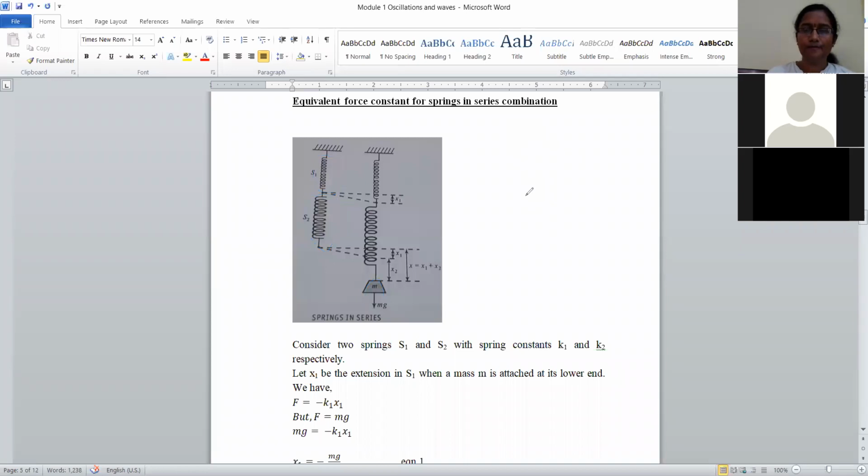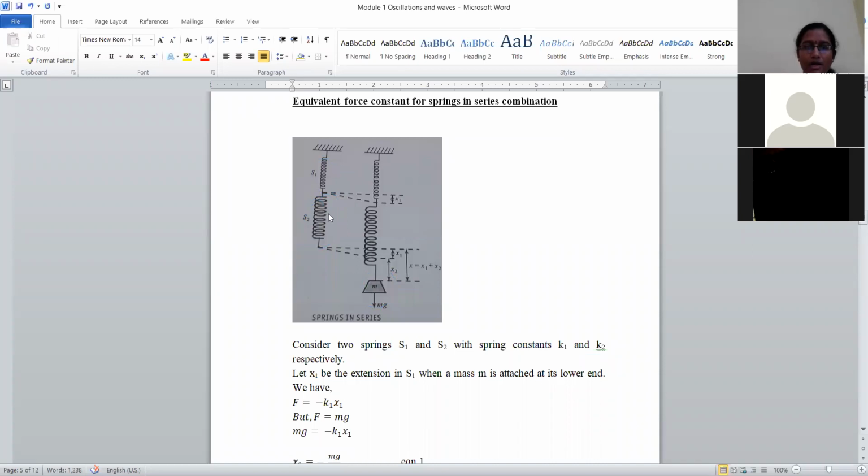And now an oscillation takes place. In the previous discussion, only one spring was there. Here it is a combination of two springs. Let S1 be one spring and S2 be the other spring, having force constants K1 and K2. So when this mass M is pulled downwards, then we have a restoring force acting on this.